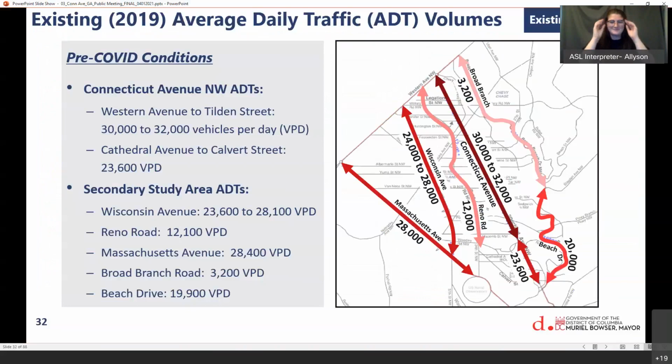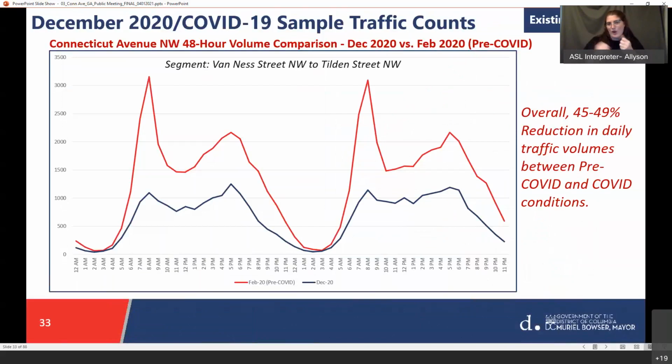Again, this slide summarizes existing traffic volumes. And as I said earlier, Connecticut Avenue in the mid and northern sections has around 30 to 32,000 vehicles per day and about 24,000 vehicles per day on the lower portion. This slide shows you a sample of traffic volumes taken before COVID and then in December 2020 during COVID conditions. The red line shows you pre-COVID and the blue line shows you COVID conditions. I think what we found is that there's almost a 50% reduction in traffic volumes on the avenue between both conditions. You can see the time of day curve, and basically the pre-COVID and COVID curves kind of mirror each other, but the magnitude of the traffic is about 45 to 49% different.